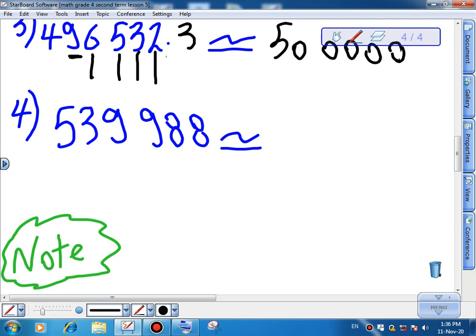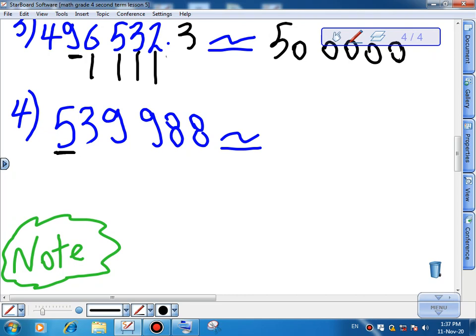The last one, 539,988. We need to approximate this number to the nearest 100,000. Where is the 100,000, please? Units, tens, hundreds, thousands, 10,000, 100,000, which is number 5. Number 5 is the 100,000, please.